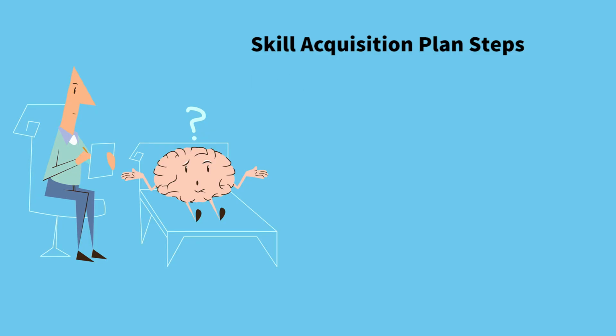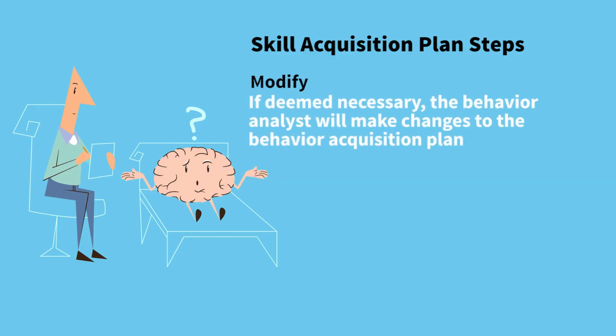For example, on day 1, the client says dog only once when presented the task 10 times. The data would reflect a session with a fraction of 1/10 and a percentage of 10%. On day 2, the client says dog 3 times when given 10 opportunities. Again, a fraction of 3/10 and a percentage of 30% would be recorded. 7. Modify. If deemed necessary, the behavior analyst will make changes to the behavior acquisition plan.